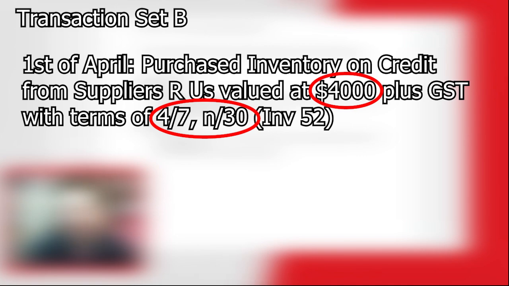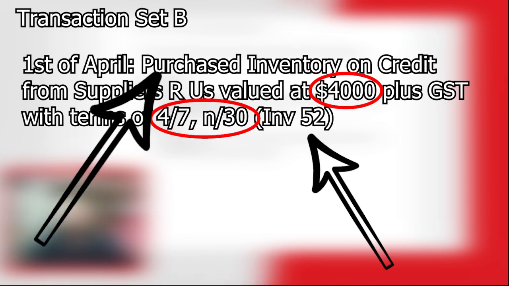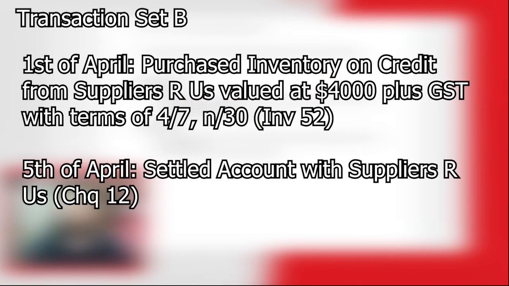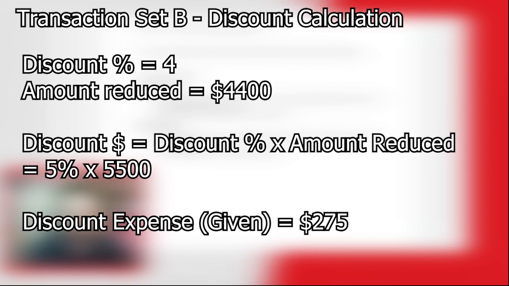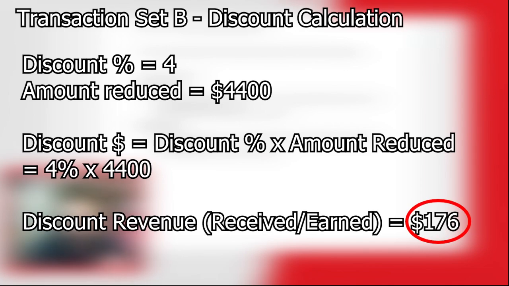and right there you can see it's a credit purchase. Meanwhile, on the 5th, they settled the account with Suppliers R Us, check 12, and because they paid within 7 days, they accessed that discount. So this time, 4% multiplied by 4,400 gives us $176. Please remember that 176.